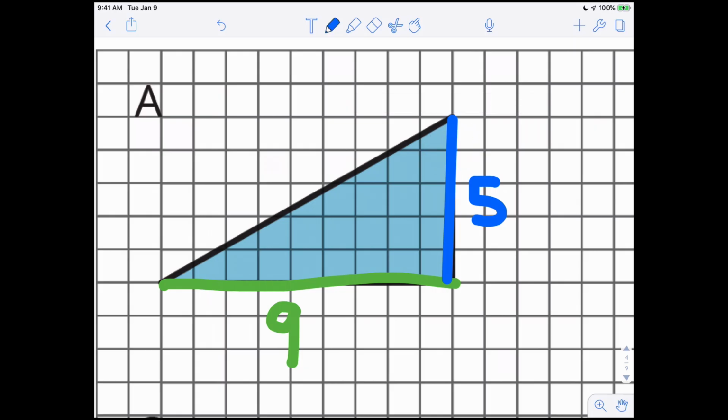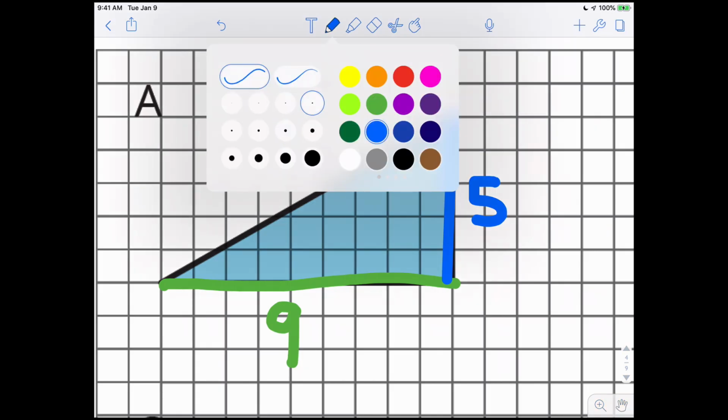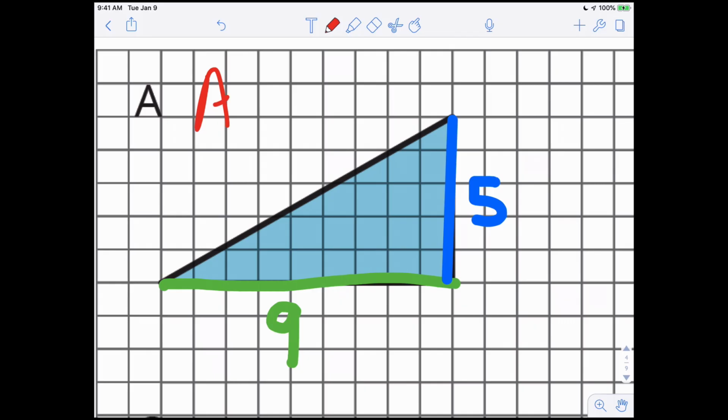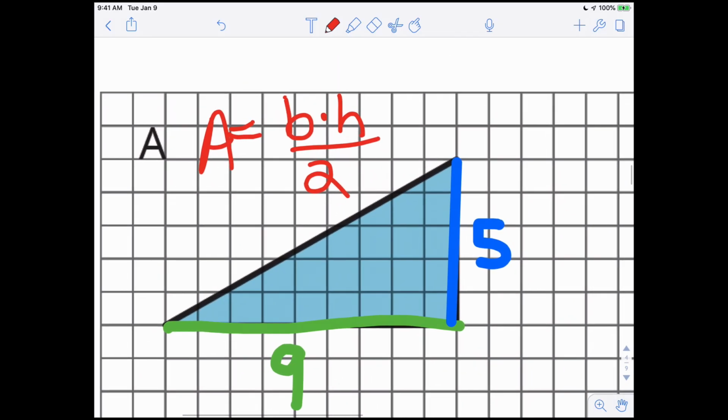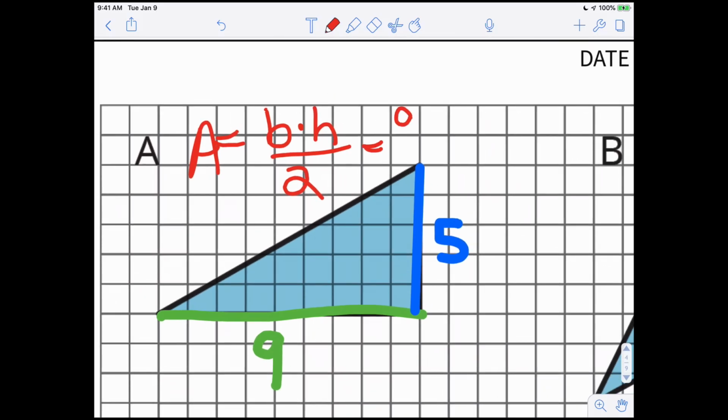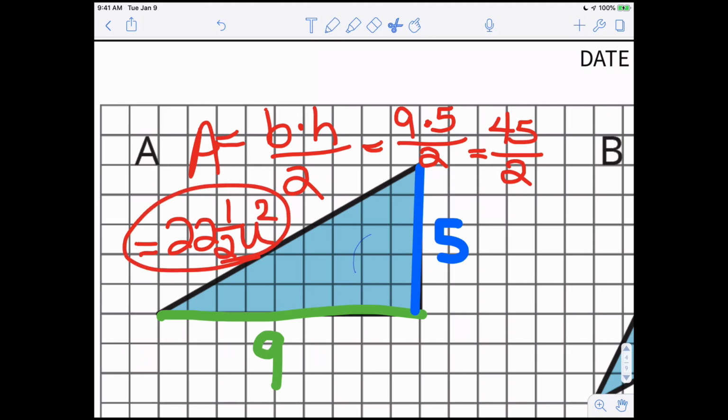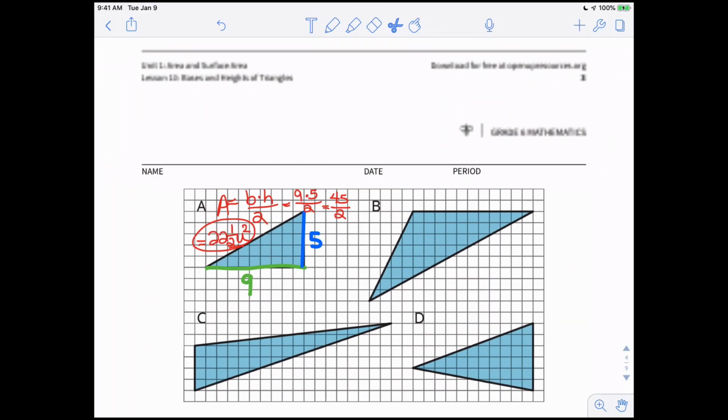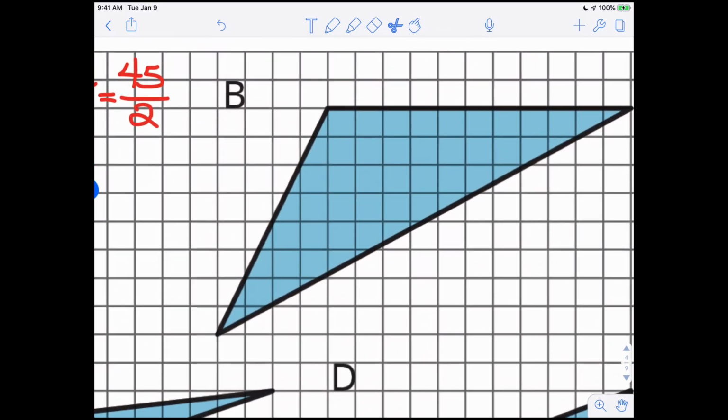So what's the area of this triangle? We know that area is equal to base times height divided by 2. That's going to be 9 times 5 divided by 2, which is 45 divided by 2, which is finally 22.5 square units. So this whole triangle is made up of 22.5 squares. And that's what that means. All right, B.